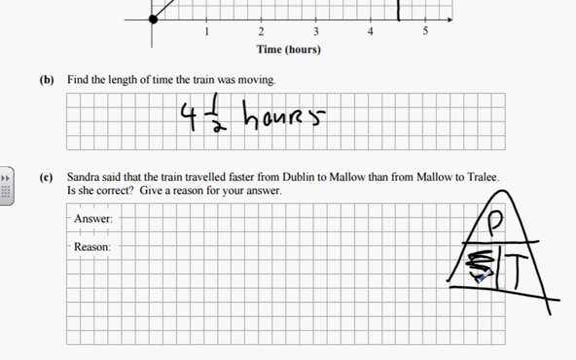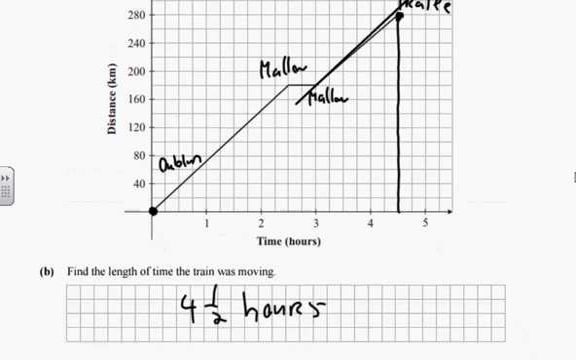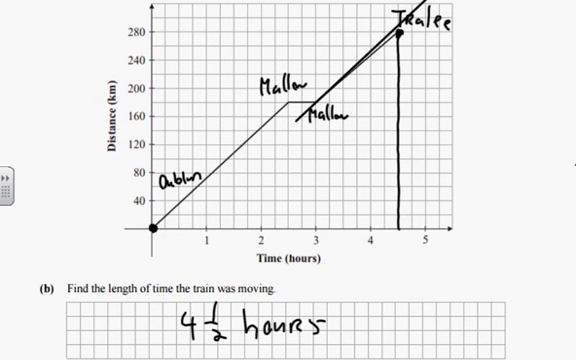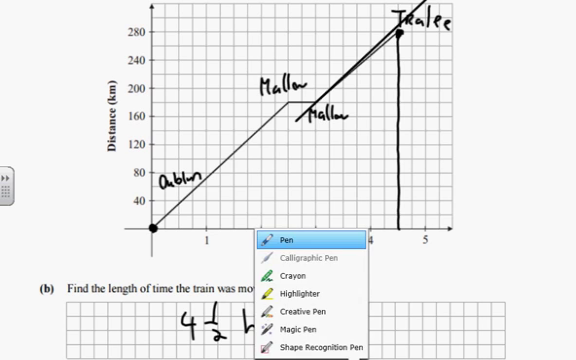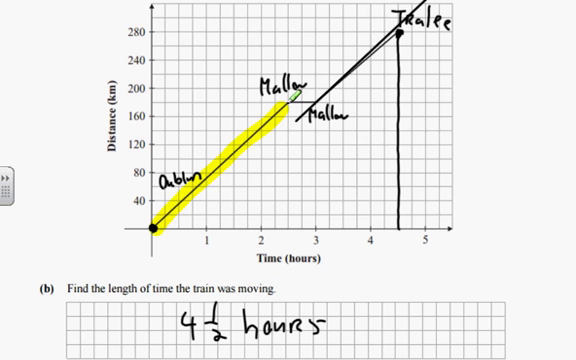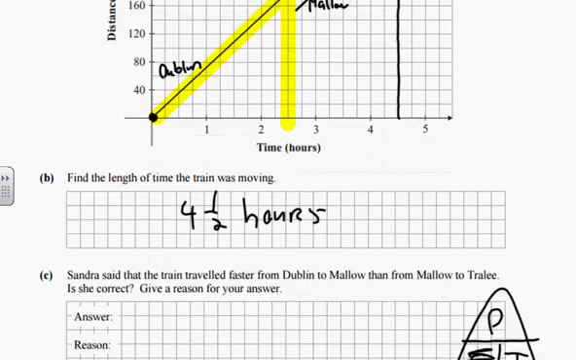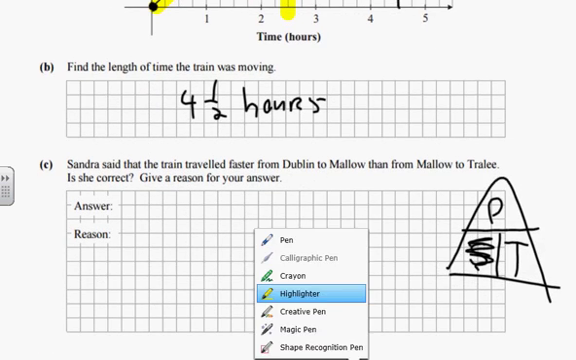How much distance is it from Dublin to Mallow? It's 280 by. No. Dublin to Mallow. It's 180 by 2.5. 180 by 2.5 hours, divided by 2.5. So somebody get me 180 divided by 2.5.